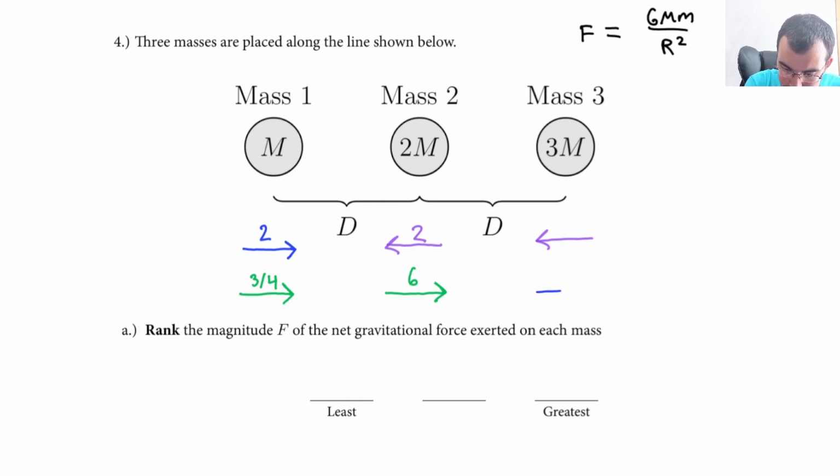We have a force left from mass 1 and a force left from mass 2. So I've coded these using colors, by the way, if you couldn't tell. So mass 2 is blue, mass 3 is green, and mass 1 is purple. So we know this will be a 6, and this will be a 3/4, just by symmetry.